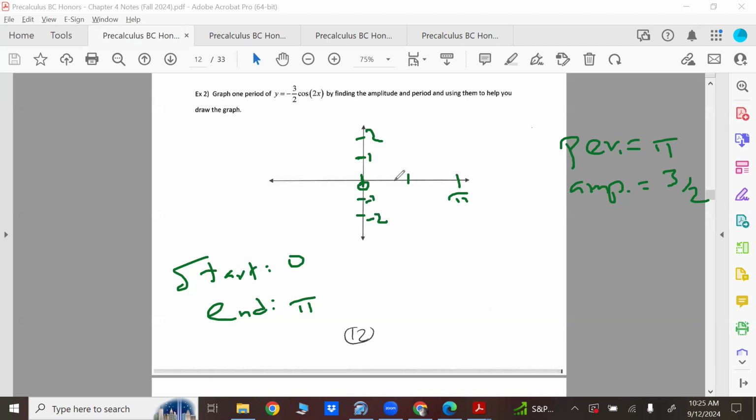Partition. Pi over 2. Pi over 4. And what's the other partition, guys? Yeah, it's just hard to write it, but 3 pi over 4. Okay, it's cosine. Does cosine start in the middle or does it start at a peak or a low point? But because it's negative, we're going to start at the low point, right?